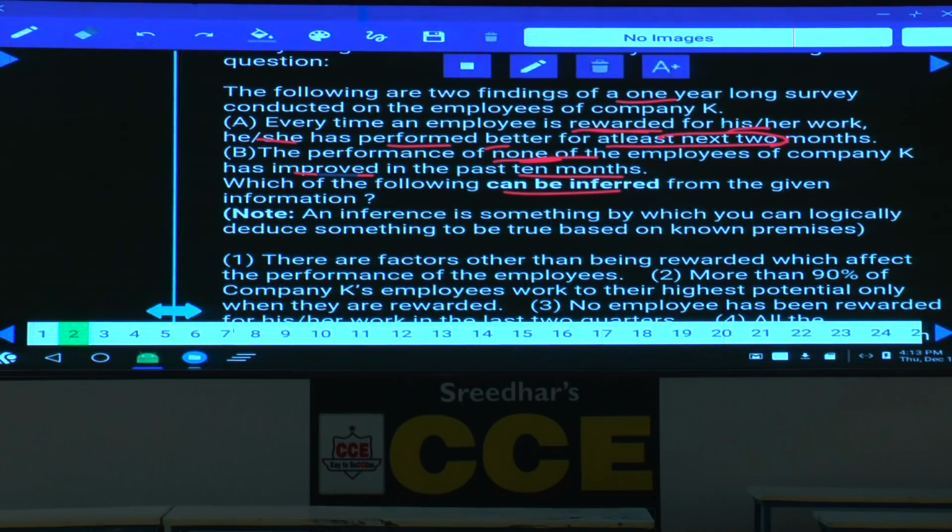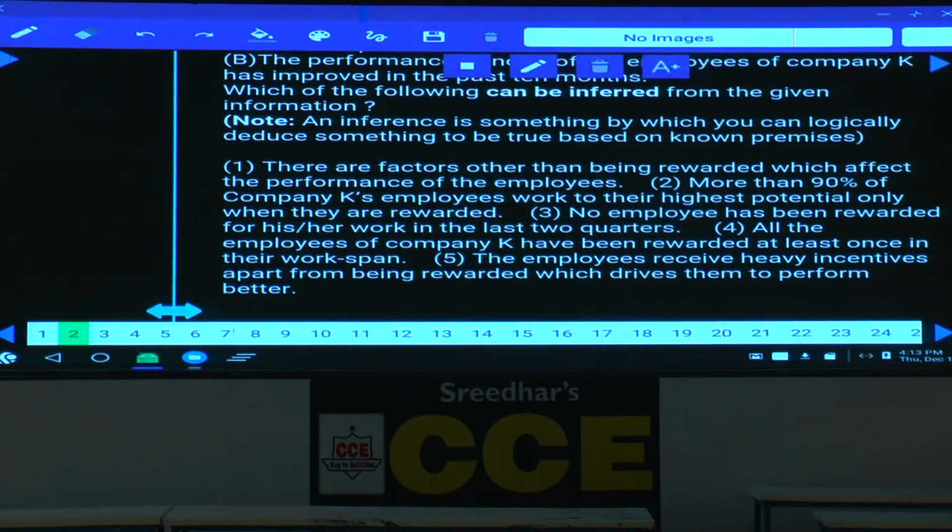Hence, what can be inferred here? Yes, tell me what can be inferred. If there is a reward, then obviously for at least 2 months there will be better performance. But here there is no better performance in the last 10 months, which implies that no reward has been given in the last 10 months, isn't it? Then what is your choice here? There are factors other than being rewarded. Now the statement is talking about reward only.